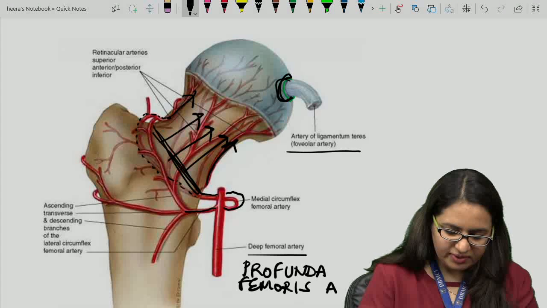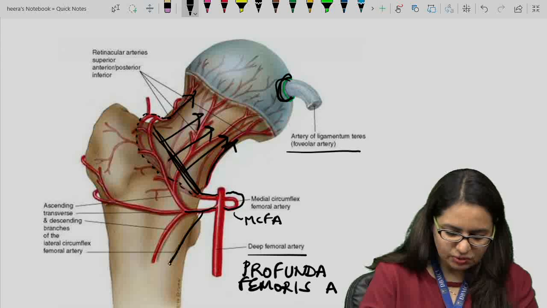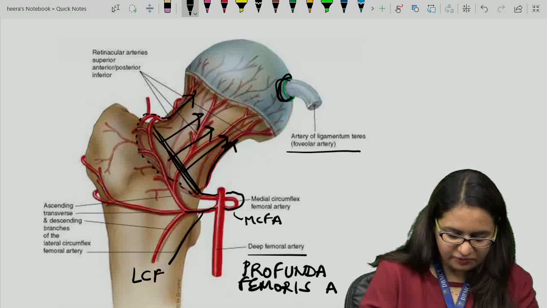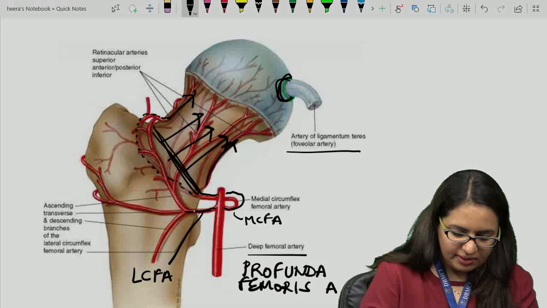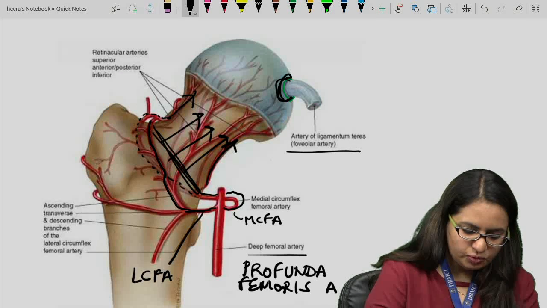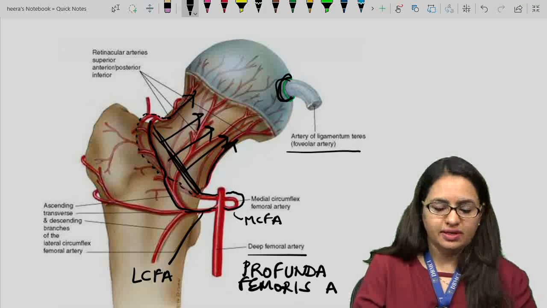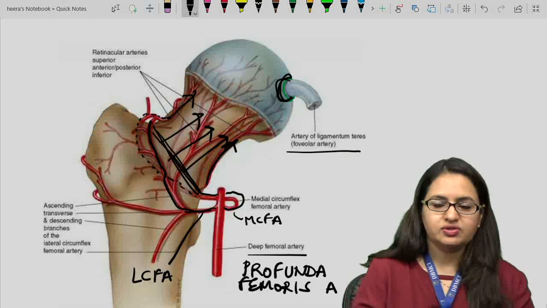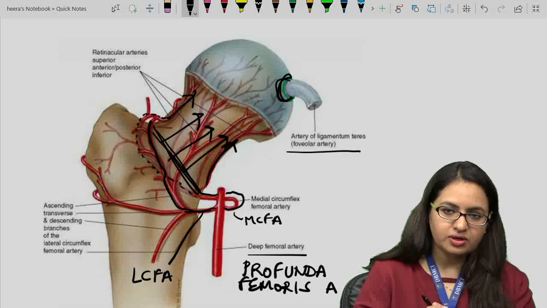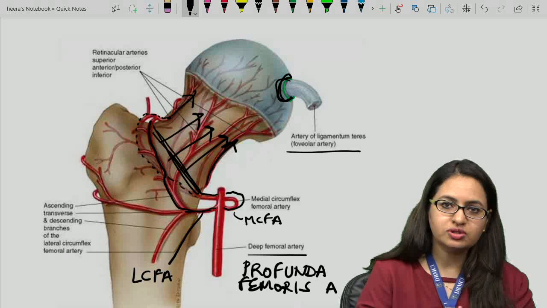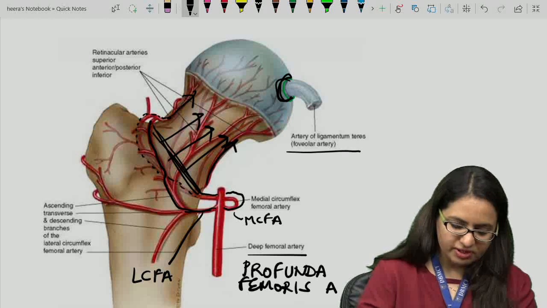This was the medial circumflex femoral artery, and this over here is the lateral circumflex femoral artery. It is running through the anterior portion of the base of the neck, and it is also giving off branches, but it is contributing on a minor scale. So, the major contribution is by the medial circumflex femoral artery.